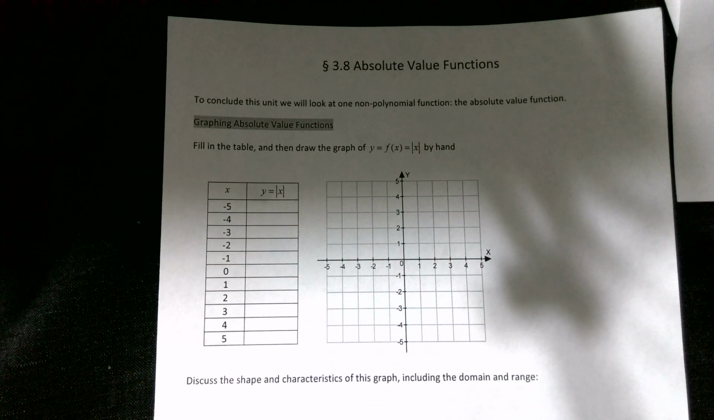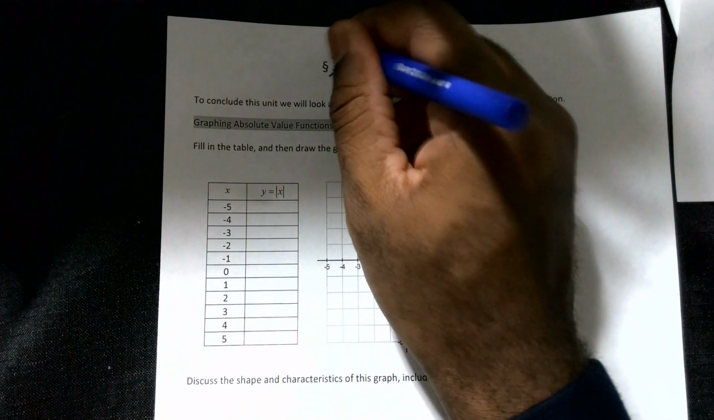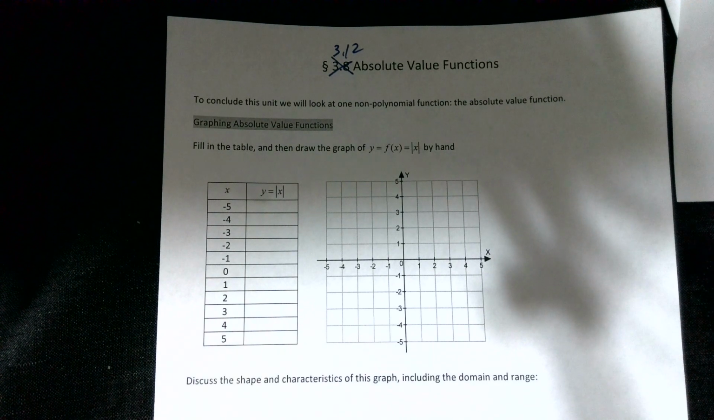Hello class, we're about to start the section. It's supposed to be 3.12. It has 3.8 in your course pack, but it's supposed to be 3.12, and we're on page 238. Okay, it says 3.12 absolute value functions.